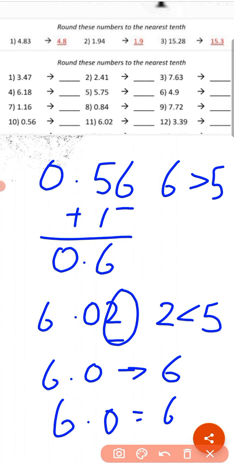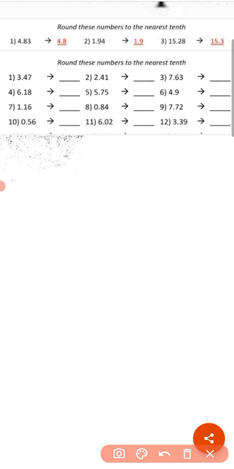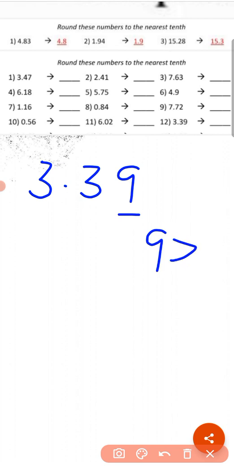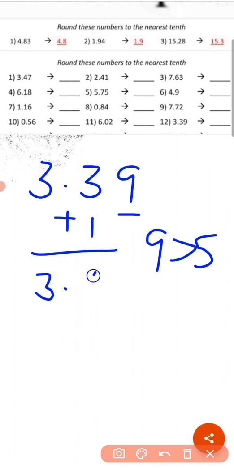Okay. Next is 3.39. Here 100th place is 9. 9 is greater than 5. So add 1 to the 10th place. 3.4. Okay.